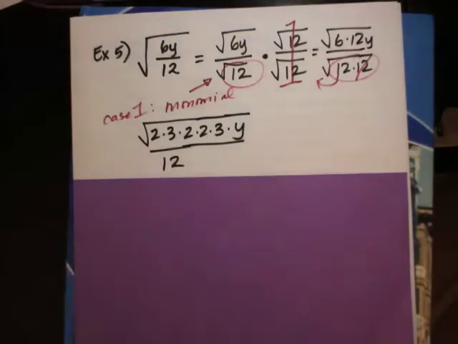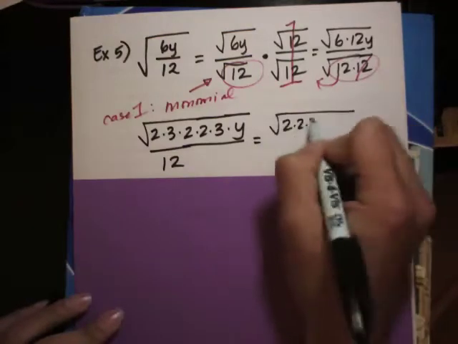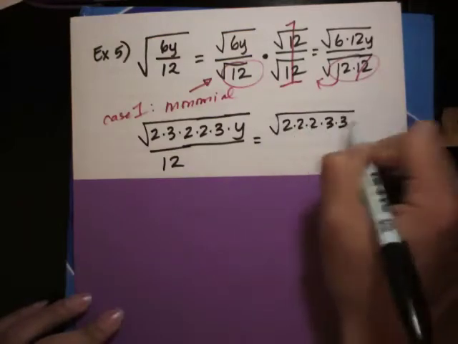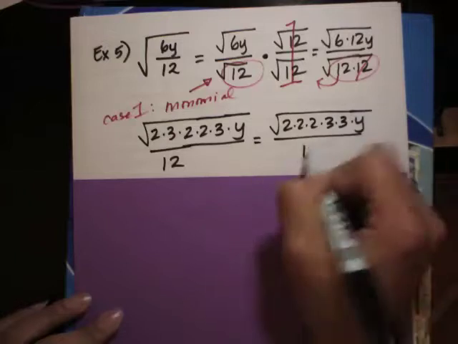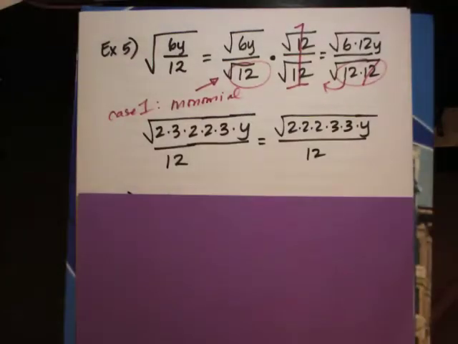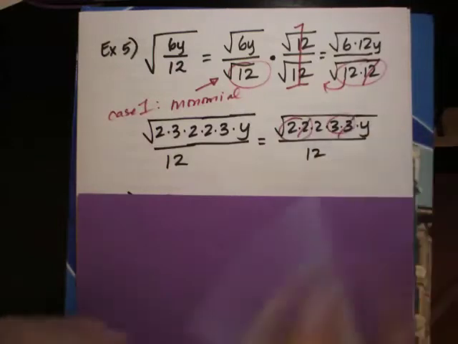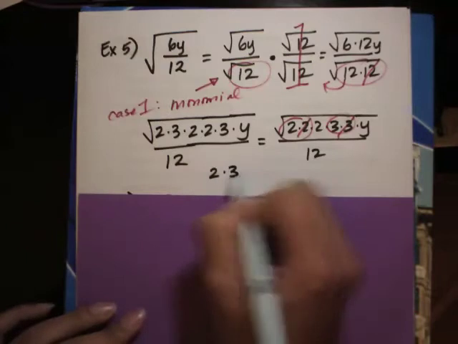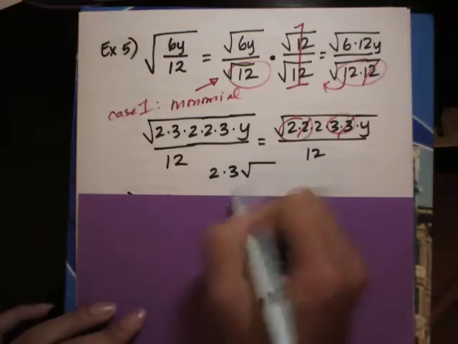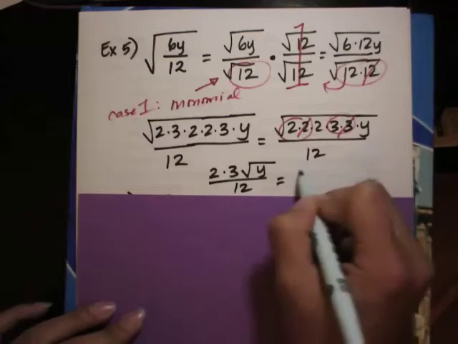Okay, so let's find some pairs. I can use the commutative property. We'll move all the 2's together. We have 3 of them. We've got 2, 3's and the y. So again, we need to identify our pairs, or twins. Here's a twin, killing one off, setting one free, we will have 2 times 3 times square root of y over 12. And 2 times 3 is 6.